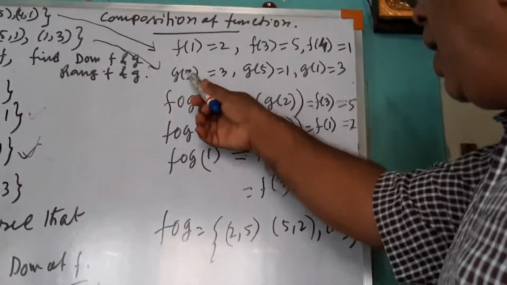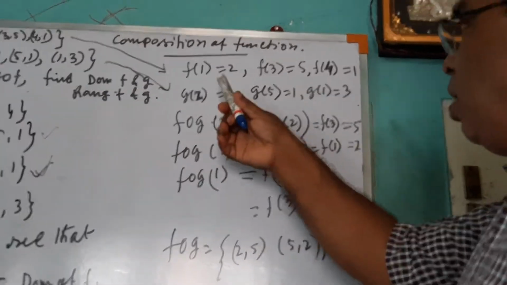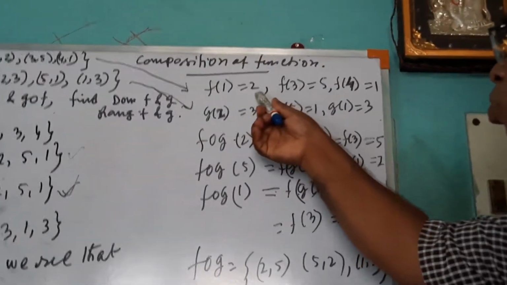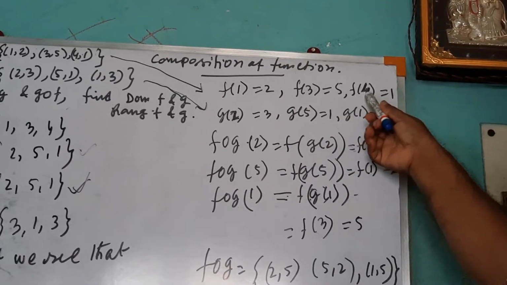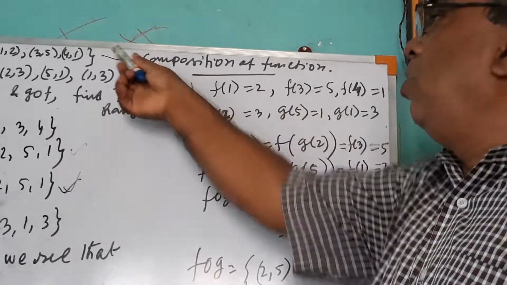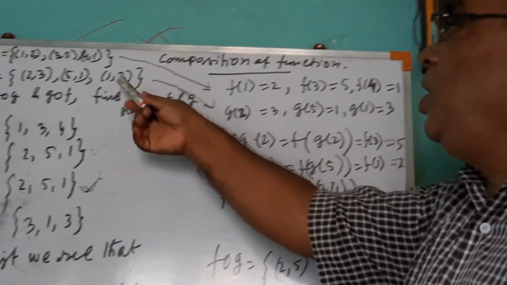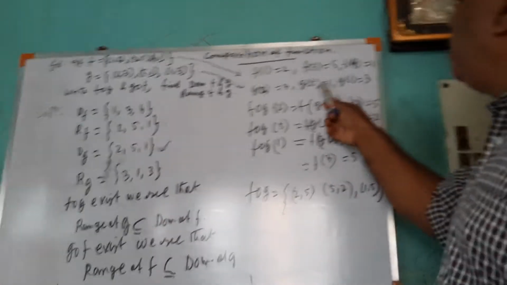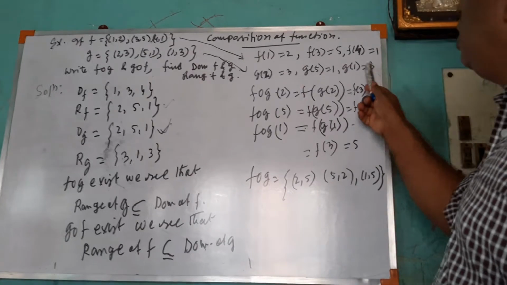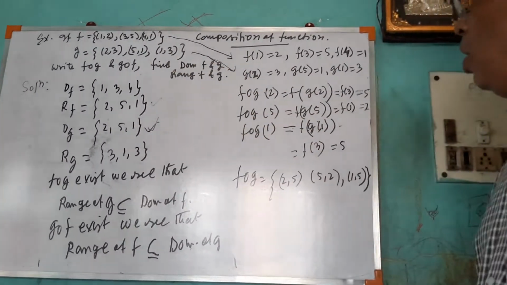Now I am repeating again. You can write down one by one. I am saying, you can write down F1 is 2, F3 is 5, F4 is 1. From this, okay. Now G2 is 3, G5 is 1, G1 is 3.